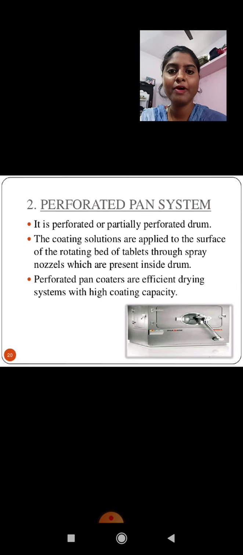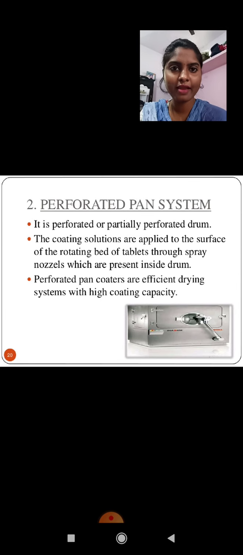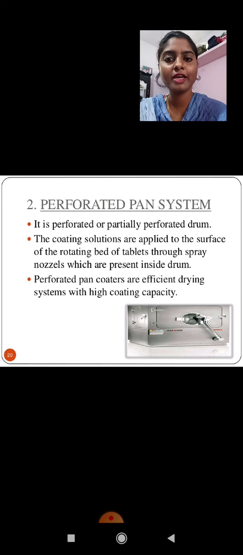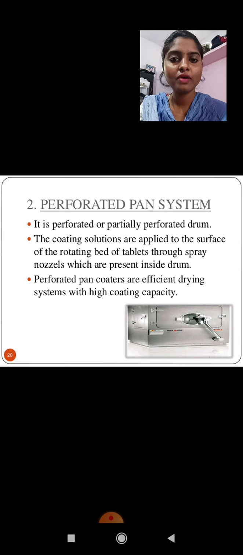Next one is the perforated pan system. Perforations are nothing but holes. The pan system containing holes is the perforated pan system. It is a completely perforated or partially perforated drum. The coating solutions are applied to the surface of the rotating bed of tablets through the spray nozzle, which is present inside the drum.